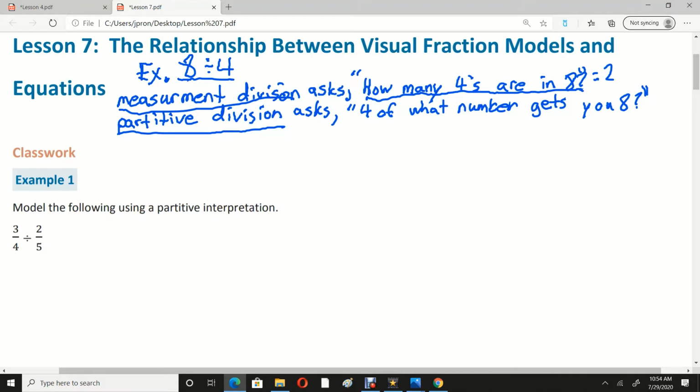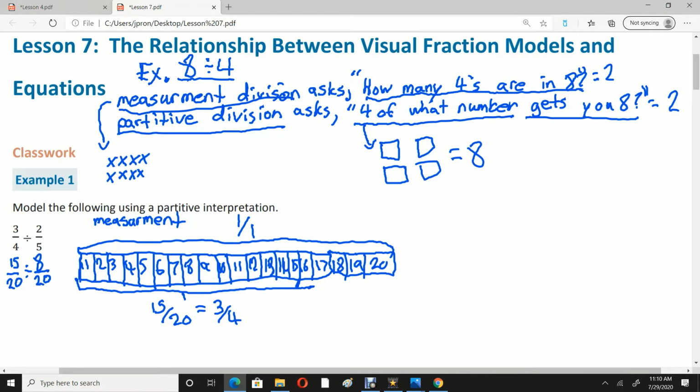Great. Fantastic. Now, the way partitive division is different is just in the way that we think about the question, right? So partitive division asks, 4 of what number gets you 8? So 4 of what number gets you 8? Well, the answer's still the same, right? 4 2s will get you 8.